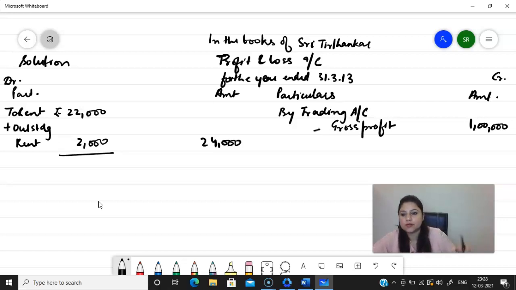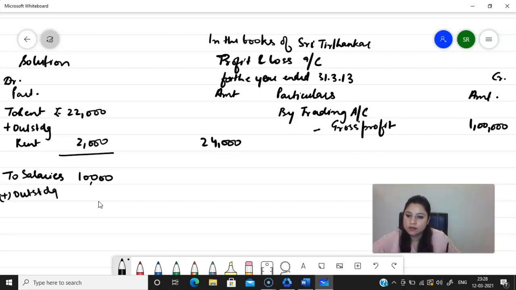The total will be recorded here. Again, the next expense is salaries, and for salaries also, in adjustment 1, we have been given that outstanding salaries amounted to rupees 4,000. So first we will mention to salaries, and then salaries amounting to 10,000 plus the outstanding salary. So 10,000 here, adding the outstanding salaries amounting to 4,000. So the total comes out to be 14,000.